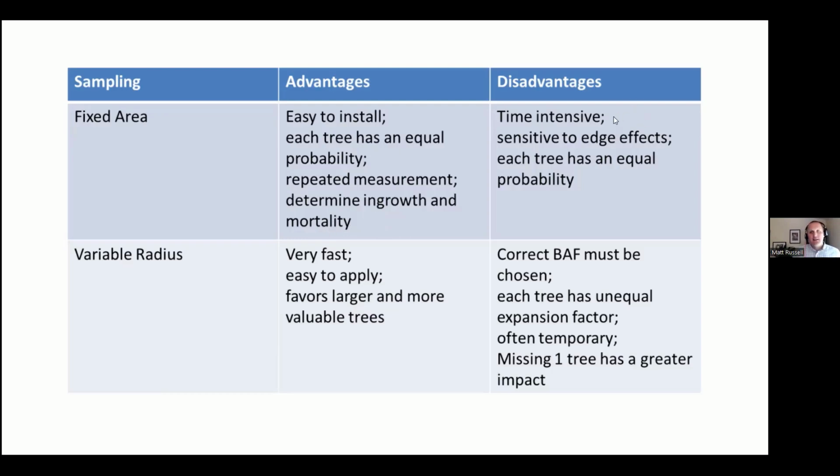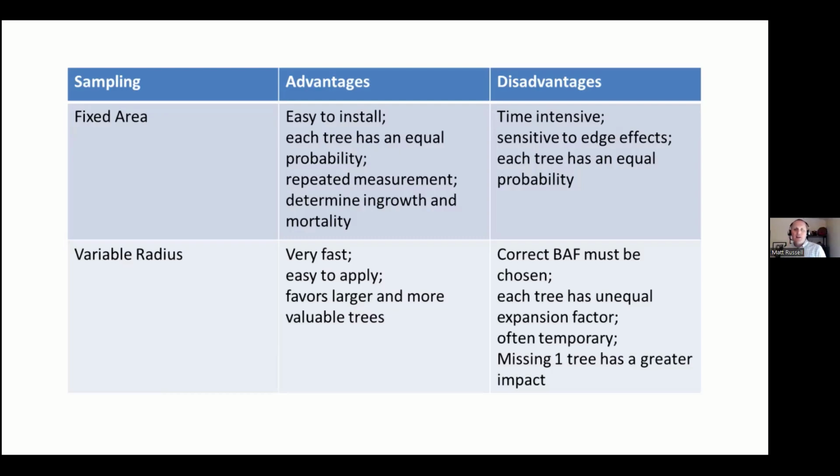And so you have a sense of what the tree mortality is as well. It can be pretty intensive in terms of time. It can be sensitive to edge effects. We haven't talked about that much, but when you're in the field, the boundaries of your plot matter a lot more. And each tree has an equal probability of being sampled. For the variable radius plots, or point sampling, it's fast, it's easy, and it's going to favor those larger trees because it samples with probability proportional to size.